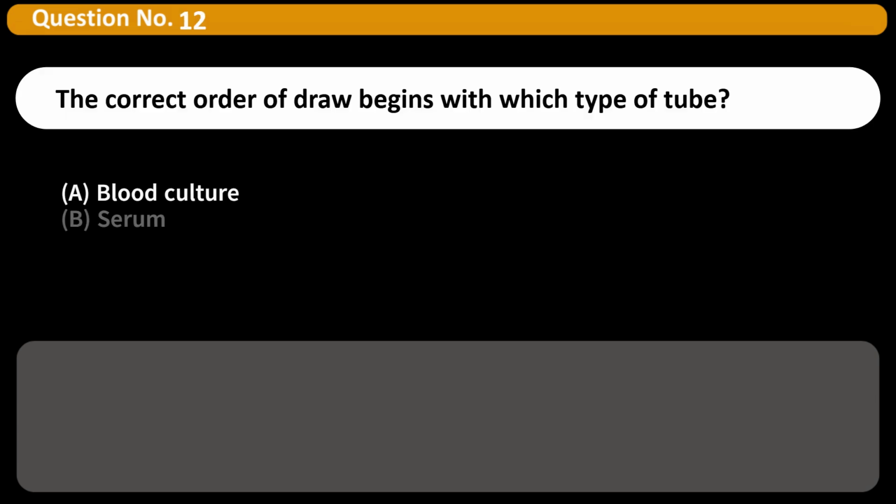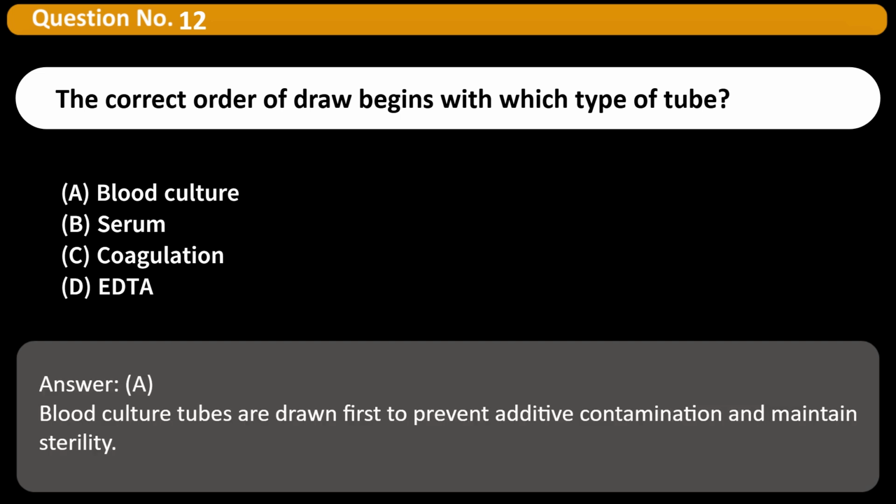The correct order of draw begins with which type of tube? A. Blood culture. B. Serum. C. Coagulation. D. EDTA. Answer A. Blood culture tubes are drawn first to prevent additive contamination and maintain sterility.